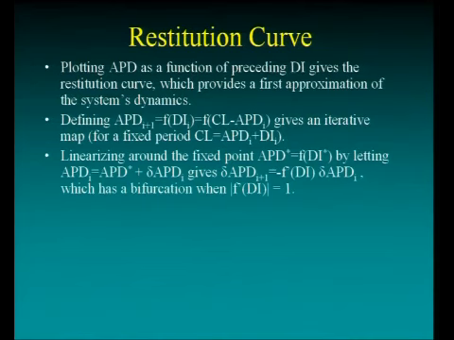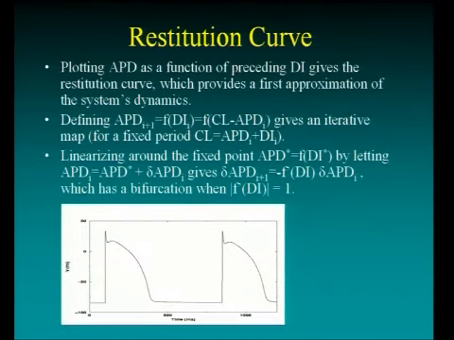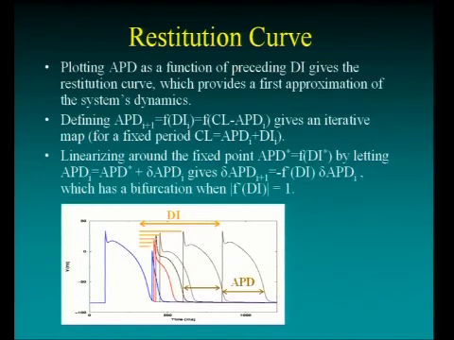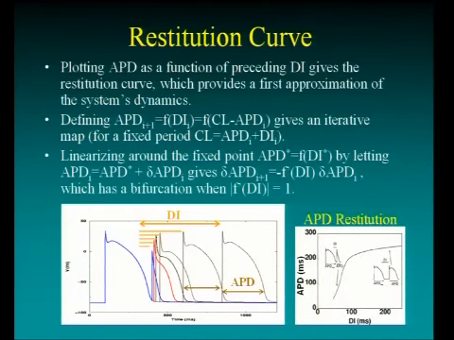We saw some of this earlier in the morning, but if you plot APD as a function of the preceding DI, this gives the restitution curve, which is at least to some extent a first approximation of some of the macroscopic dynamics of the system. So again, defining the action potential duration and the preceding diastolic interval. If you stimulate earlier and earlier, you get shorter and shorter action potentials that you can then plot as a function over here. And you can use linear stability analysis to determine that indeed the slope of this curve being 1 is the condition that gives you this bifurcation.